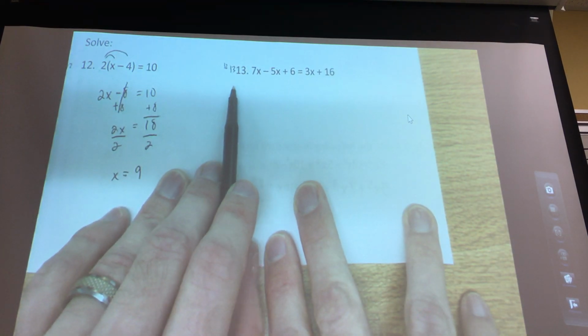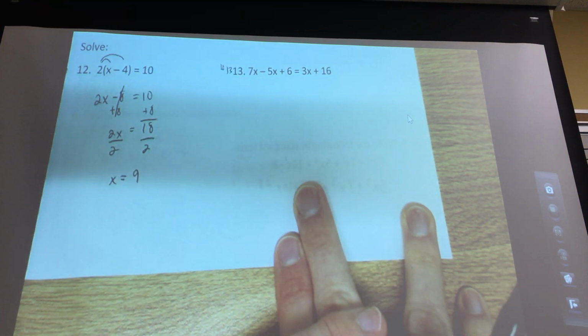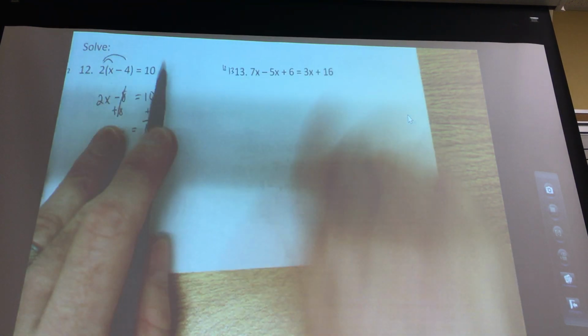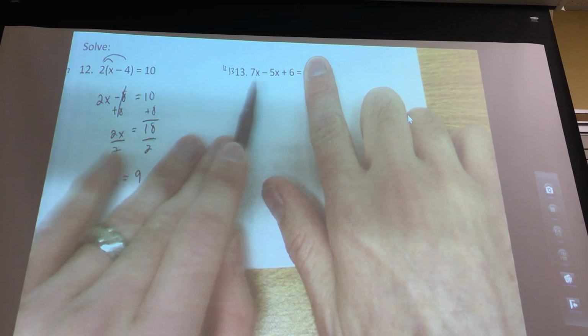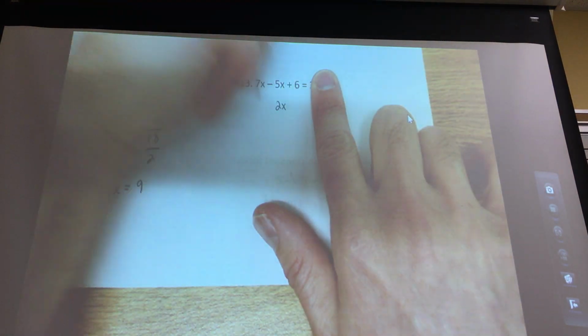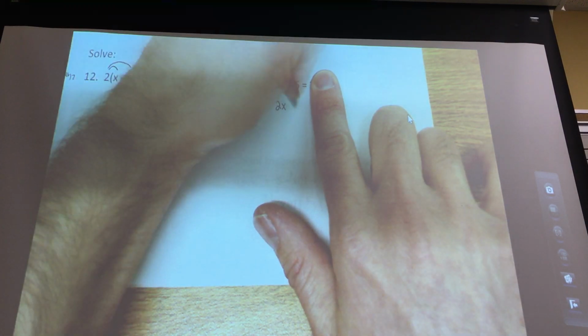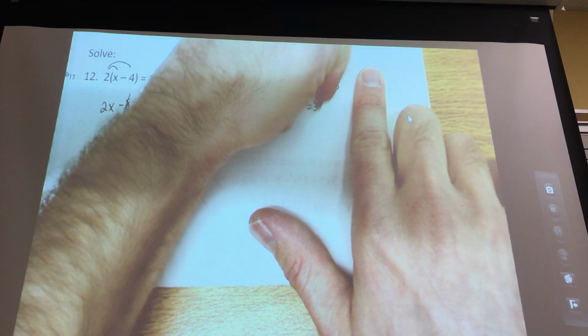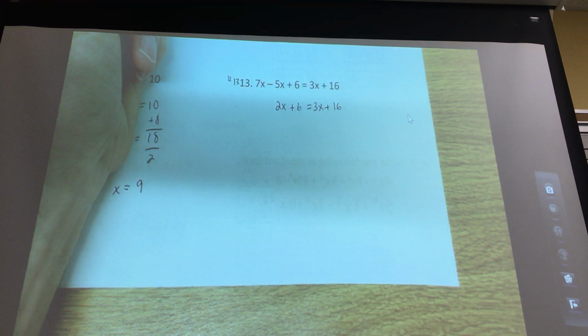All right, let's go ahead and switch over to number 13. Number 13, you're going to check those steps. I do not have any distribution, no parentheses. I do happen to have combining like terms. I'm going to check on this side. I got 7x minus 5x, which if you put those together, you simply get 2x. You're not going to change the signs, anything along those lines. You just put those together. 2x plus 6 equals 3x plus 16. No more combining like terms.